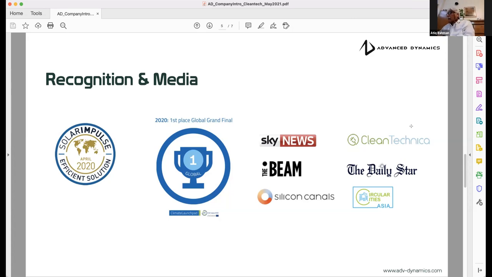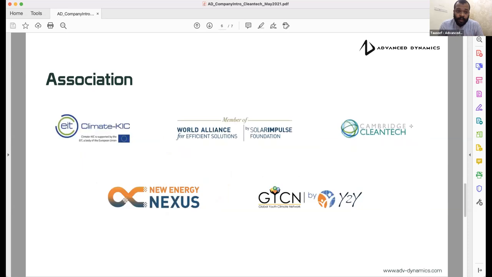Our solar battery swapping project, Cassetex, as I was saying, won the Climate Launchpad competition last year as the best startup in the world. And all of this has already been covered in various international media, like Sky News in the UK, which covered the battery swapping project as a part of the COP26 daily coverage. And then also Clean Technica, which is one of the main clean tech media in the world, has also covered our work.